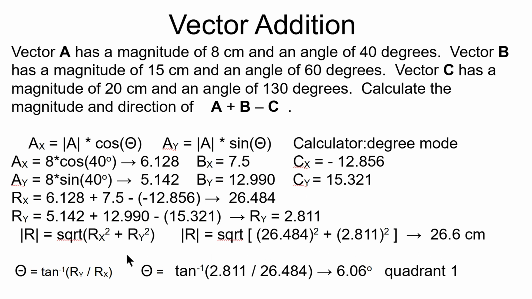And then what's the angle? Well, inverse tangent gives us the calculation you need to do. First do 2.811 divided by 26.484, get that result, and then apply the inverse tangent function on your calculator, and you get a little over 6 degrees, as we expected, somewhat near the x-axis. We're in quadrant number 1.